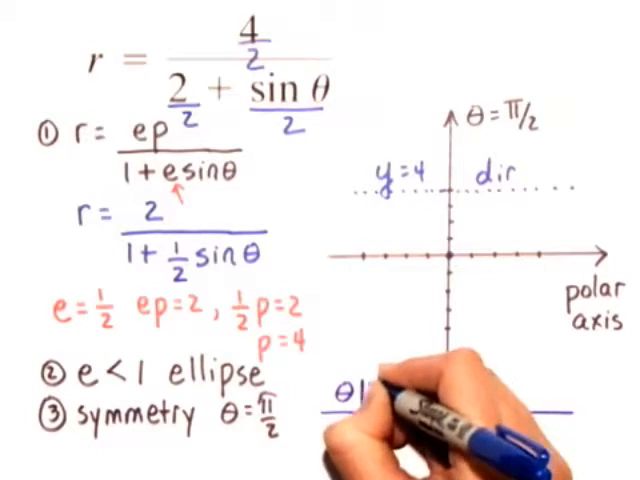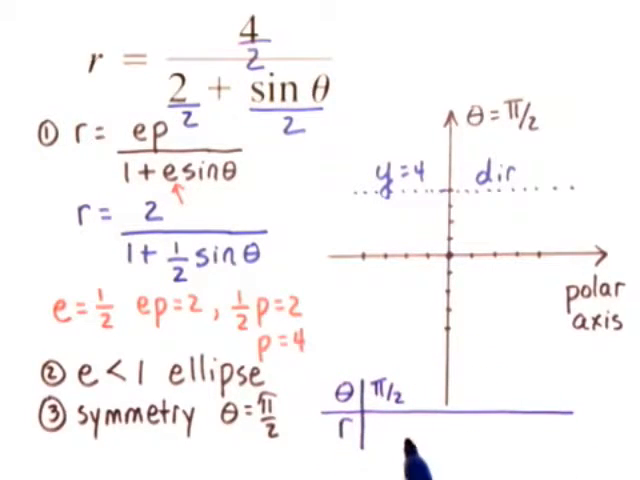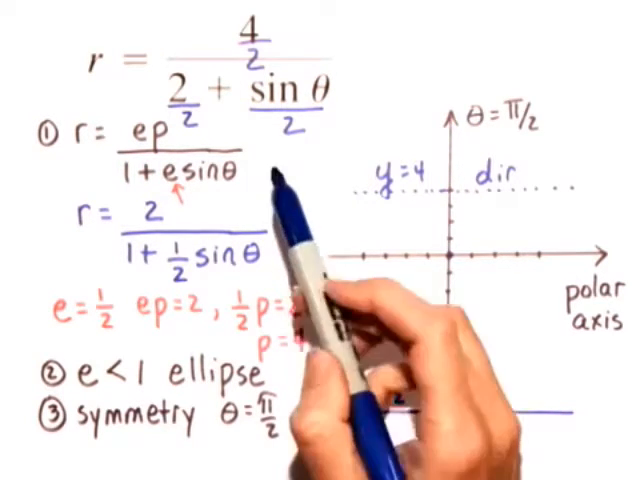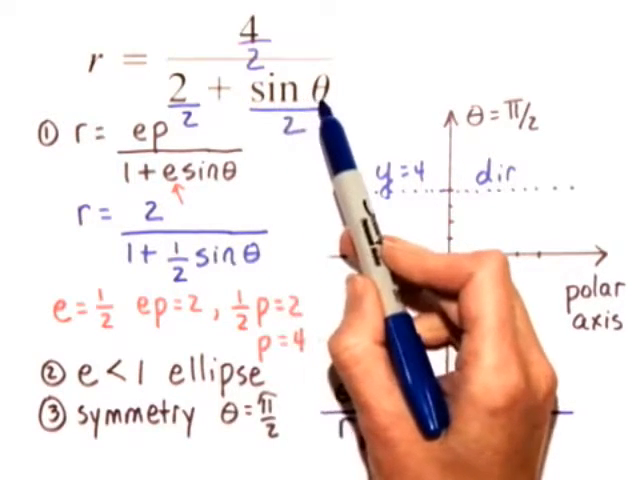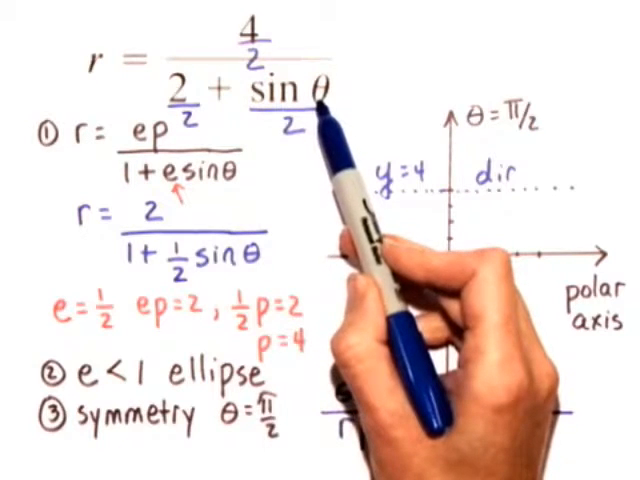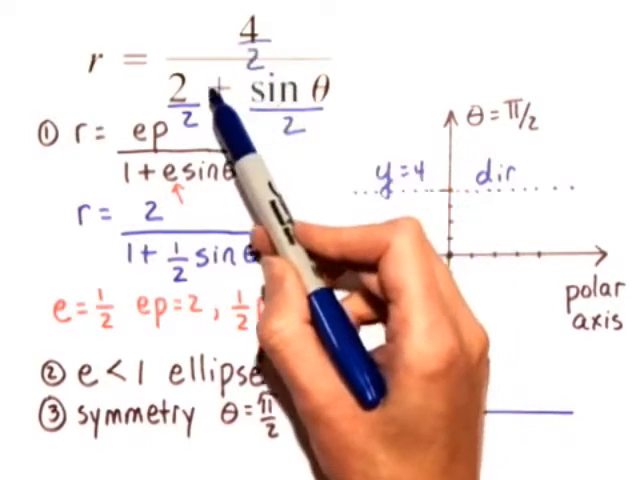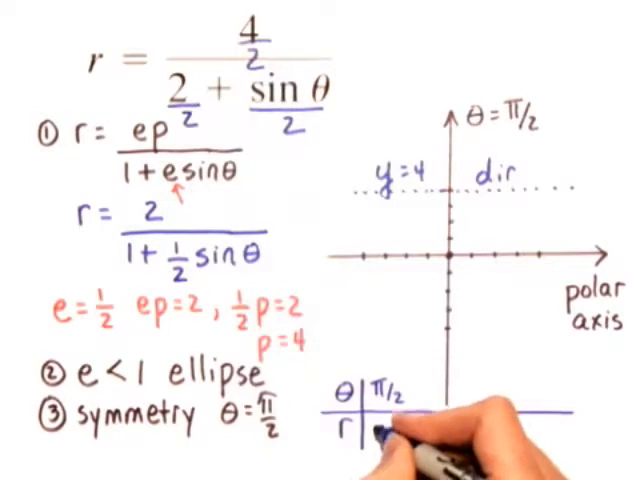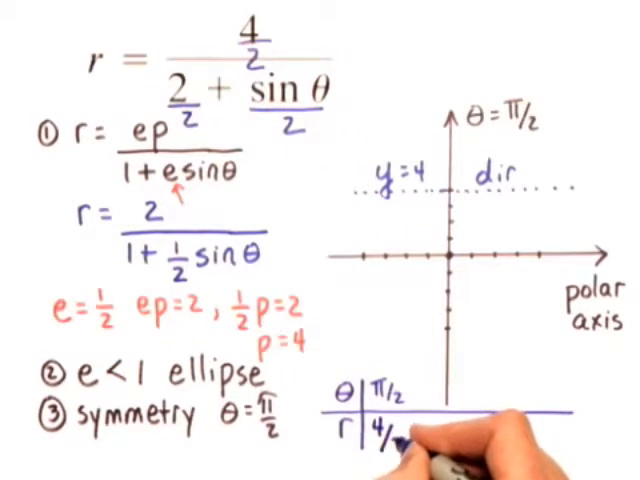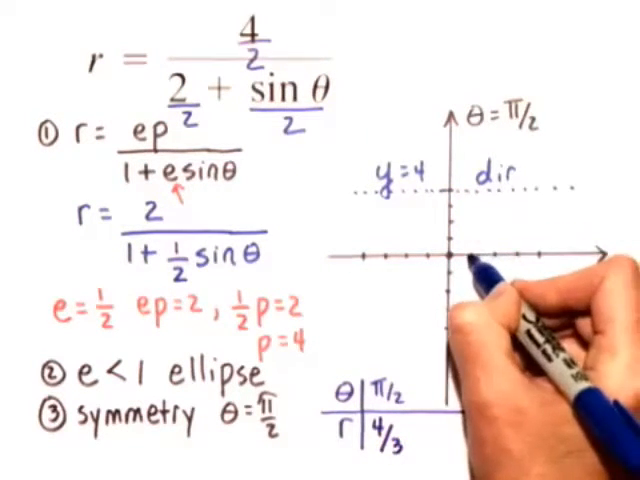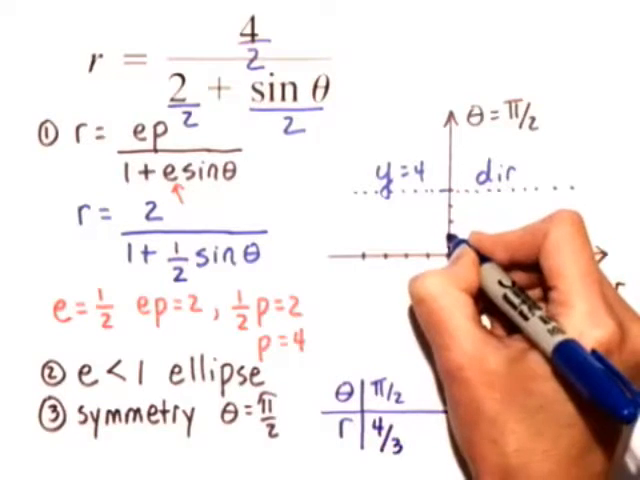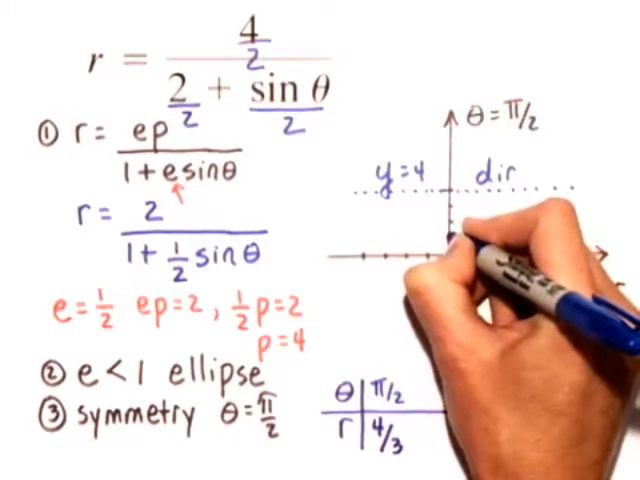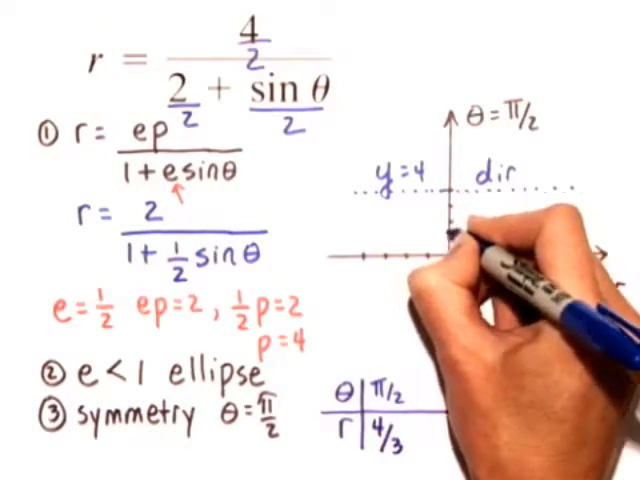If we let theta equal pi over 2, if we substitute pi over 2 into our original equation up here, the sine of pi over 2 is just 1. So we really end up with 4 over 2 plus 1, or 4/3. So therefore, when our angle theta is pi over 2, we have a radius of 4/3.